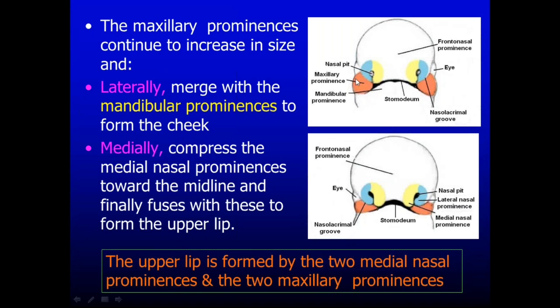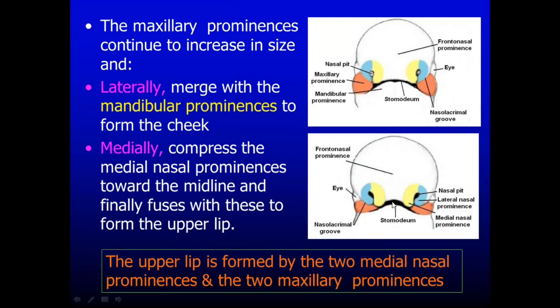Now as the maxillary prominences keep increasing in size, they form the cheeks and merge with the mandibular prominences. Medially, the medial nasal prominences come closer towards the midline, and the frontonasal prominence, which was wider in the earlier period, becomes narrower. As it becomes narrower, the medial nasal prominences of the nose, that is the nasal swellings, come closer.